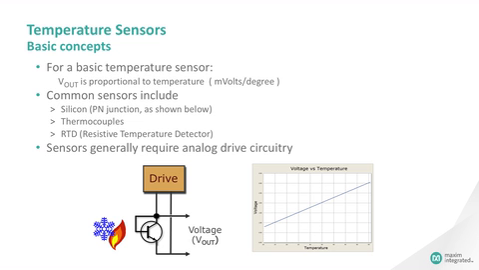This slide shows some of the basic concepts behind analog temperature sensing. Depending on the type of sensor element, the temperature of the element will determine the output voltage or the electrical resistance of the sensor. Some common types of sensors include silicon PN junctions, thermocouples, and RTDs. The output voltage, or the resistance in such elements, is often approximately proportional to temperature.